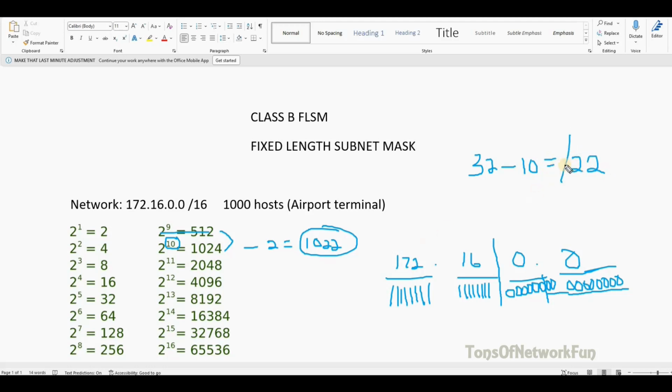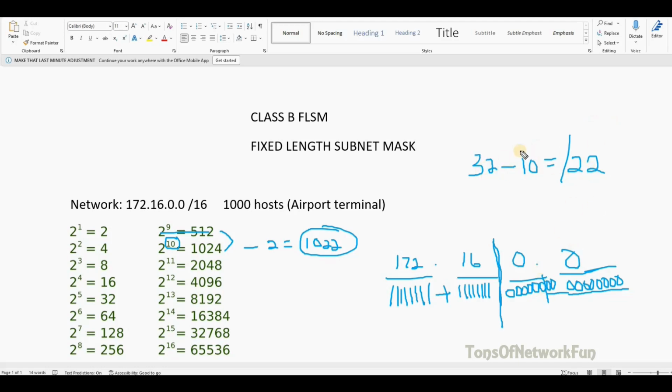Slash 22 will be our new slash value for this requirement. So from 16 we are changing to 22. And how? Because this much is 16. We already said this much is 16, right? 8 plus 8 equals 16. Now we need to borrow 6 more bits. Remember, we are here, so if you count from here, 17, 18, 19, 20, 21, 22. So this is how we are coming up with 22.